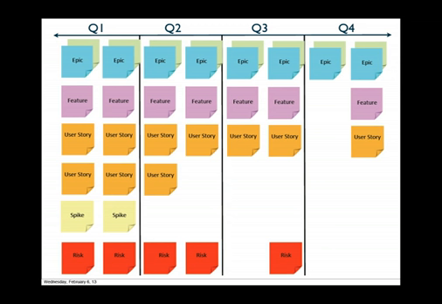And then because we understand the risks in the upcoming quarter, we can pull just enough work ahead into the current quarter to mitigate the risk and to increase the understanding that's going to happen in the next quarter. Okay? And so there's this balance, right? So we're not really talking about big upfront waterfall planning.